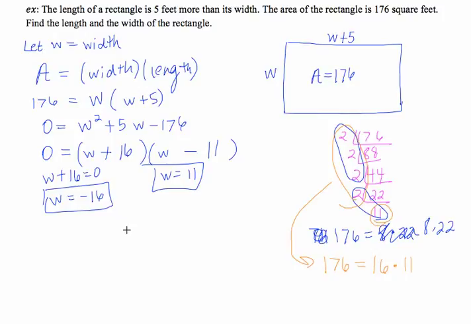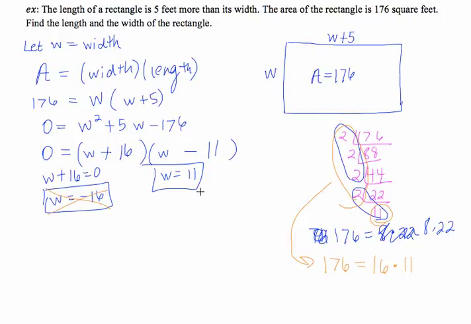Now we have to ask, what is the real answer to the question? Okay, it says find the length and the width of the rectangle. Well, for one, we haven't even found the length yet, so we're not done. And for two, we got 2 widths, except a negative width does not make sense. So we're just going to cross that one out.